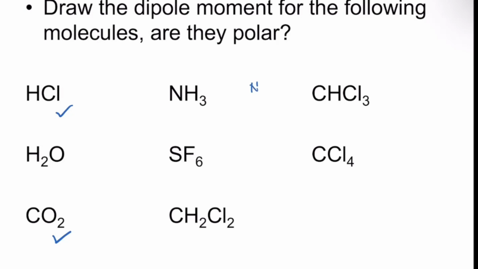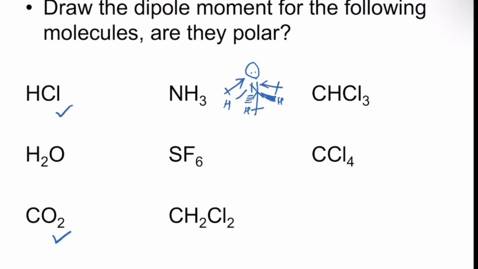So NH3, this is what the structure looks like. Remember, it's important to predict the shape of the structure. That's what NH3 looks like. And notice carefully, the nitrogen is more electronegative, so the dipole moment should look like this. This should look like this, and that should look like this, right? You see how they're all pointing in the same direction?